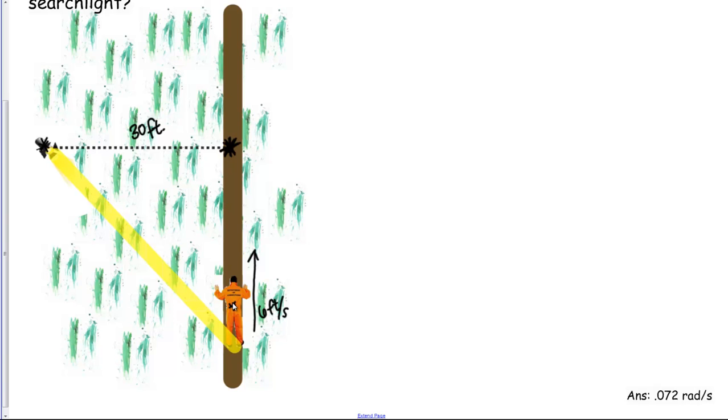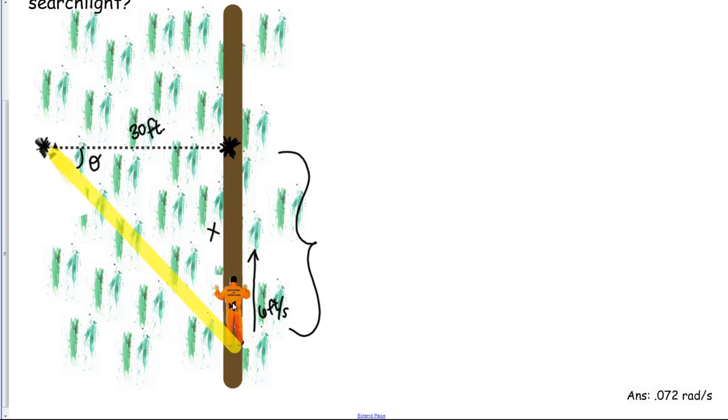So let's put some variables into our picture here. What's changing? Well, as the man is walking, this distance here is changing, right? He's getting closer to this star here. So let's call this distance x. Now what else is changing? Well, the angle of the searchlight is also changing. That's something else we're interested in. So I want to assign a variable to that angle. I'm going to call that angle theta.